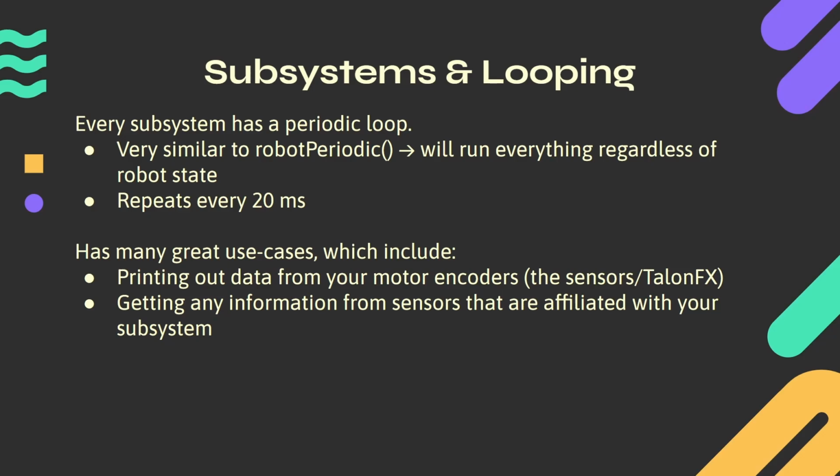And there are many great use cases, one of which includes printing out data from your motor encoder. Remember, we had that lesson on Shuffleboard. This periodic loop in the subsystem class is usually where you add your printouts for debugging. You can also get any information from sensors that are affiliated with your subsystem. One thing to keep in mind is that a lot of the subsystem is all about the motor. What is the motor doing? How am I going to control the motor? What are the different ways I can control the motor? That's what the subsystem is about.